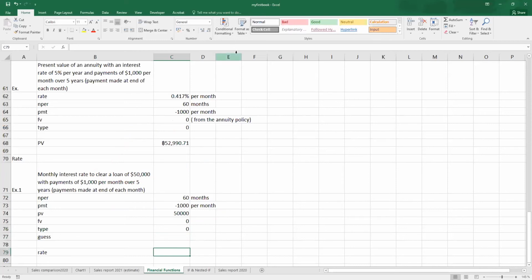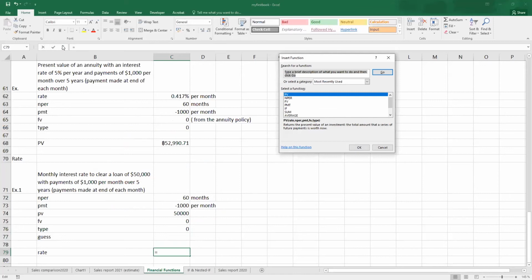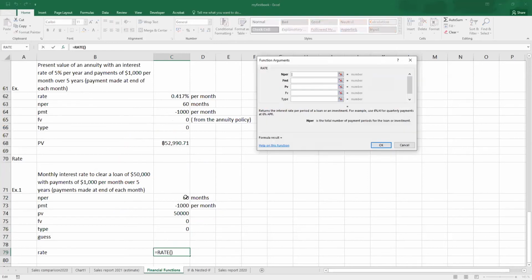Then we calculate by using the rate function and see what happens. For the rate function here, I enter all the arguments: nper, PMT, PV, FV, and type.